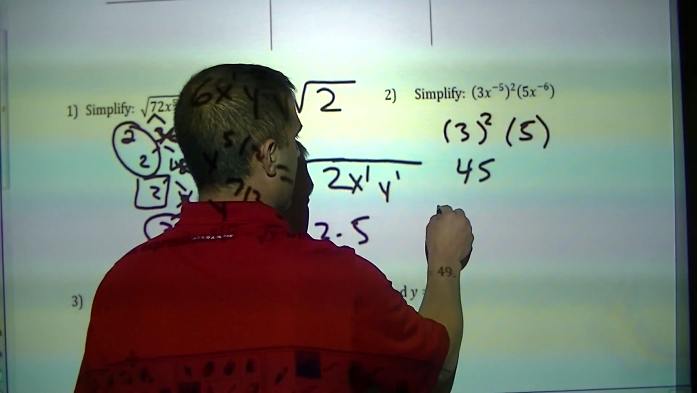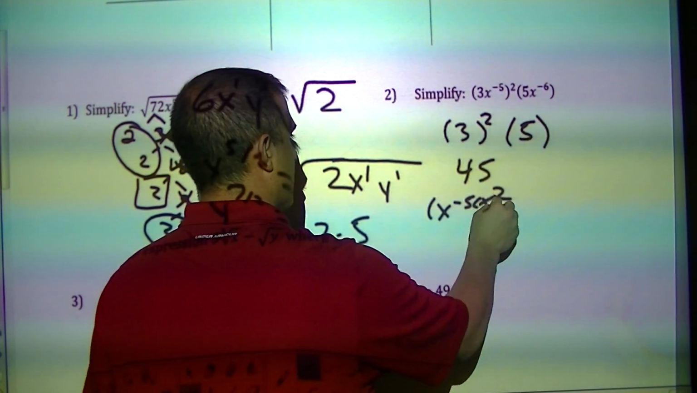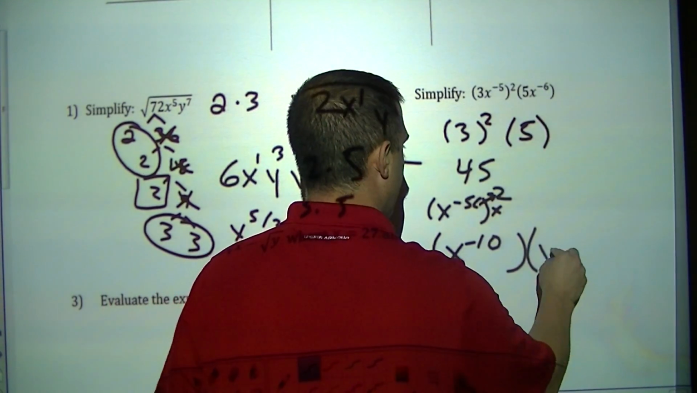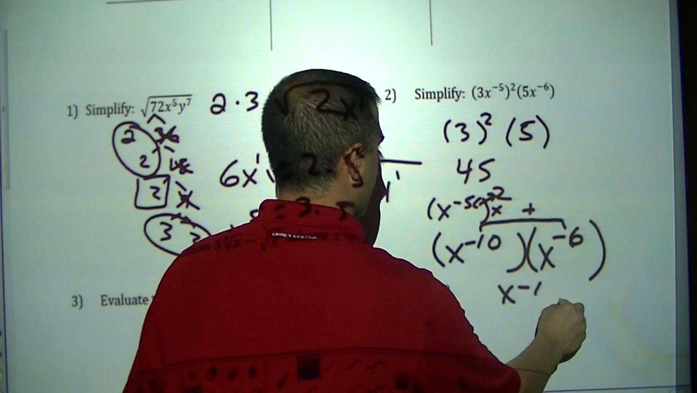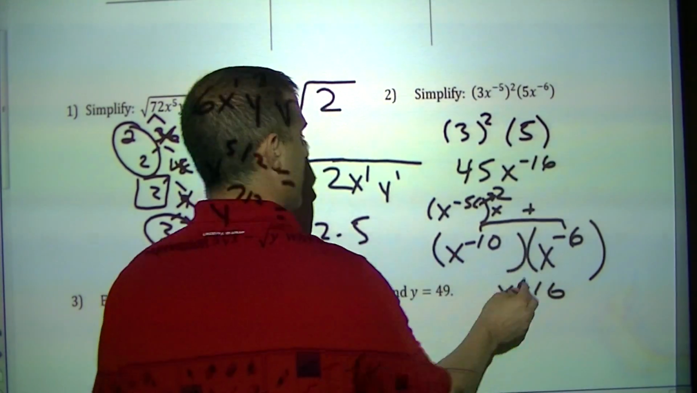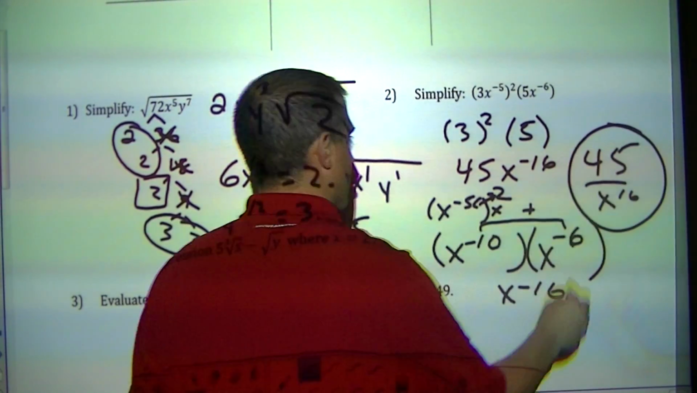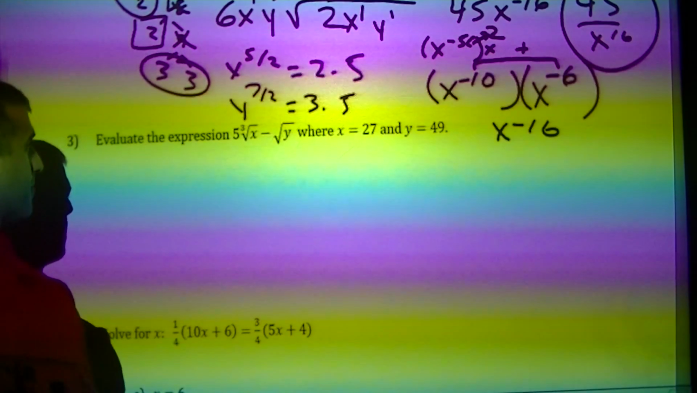All right, then I got x -5 raised to the second power, which I'm going to multiply those. I get x -10. This is just going to be x -6. I add these, that gives me x negative 16. What that means is I'm going to move that exponent underneath, 45x to the 16th. Okay, moving on to number 3.